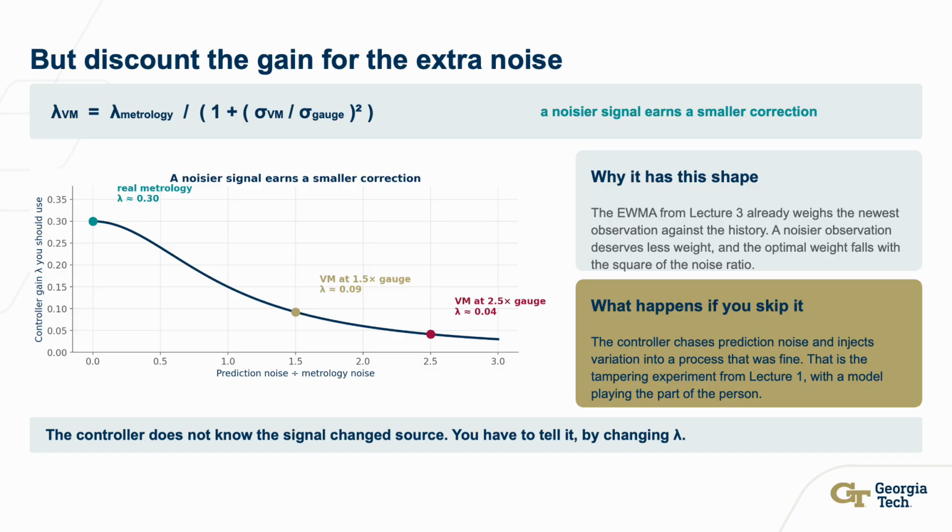That is a large discount and it surprises people. The reason is already in EWMA. That recursion weights the newest observation against the accumulated history, and lambda is that weight.